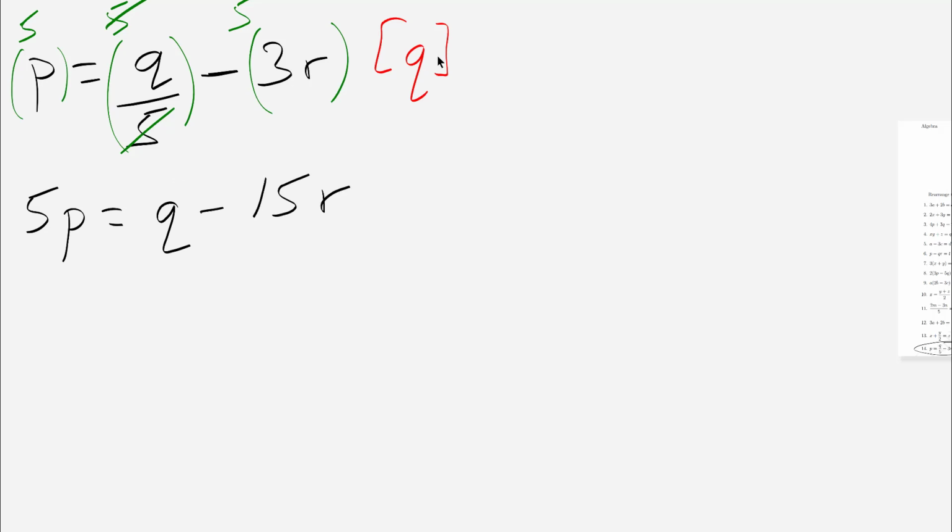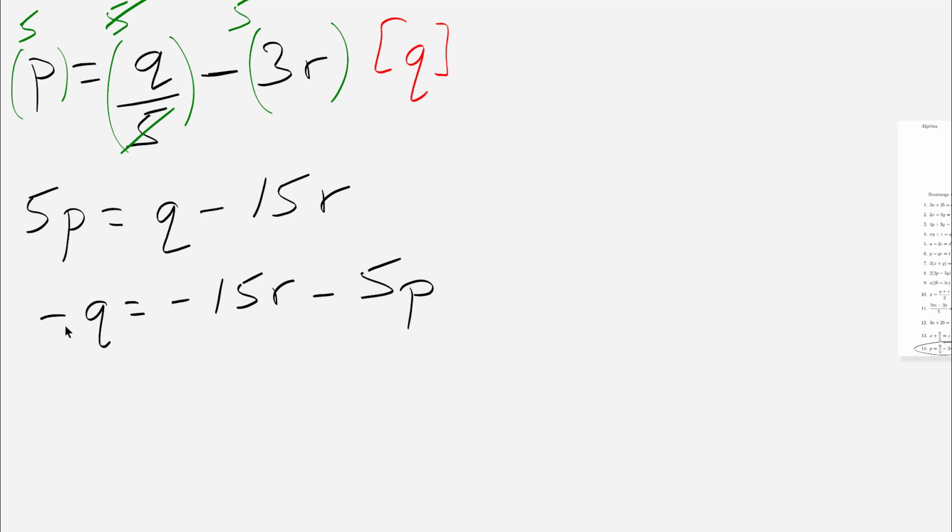Now I want to get q on its own. There's a couple of ways to do it. I'll go through it step by step here. If I want to get q on its own, let's bring q to the left and have the 5p on the right. So I would say minus q is equal to minus 15r minus 5p. So I just rearranged it to subtract the q to the left and subtract the 5p over to the right.